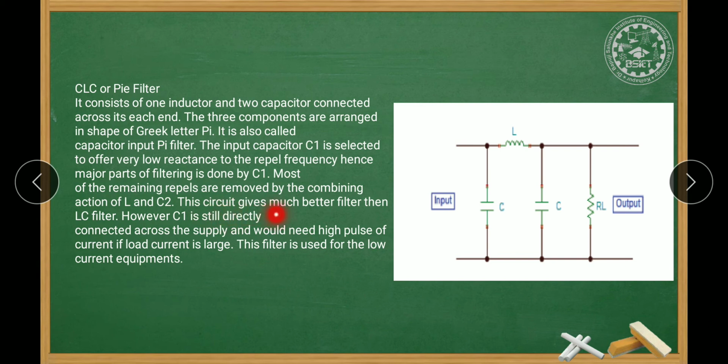This circuit gives a much better filter than the LC filter. Okay. However, C1 is directly connected across the supply and would need high pulse current if the load current is large. This filter is used for low current equipment.